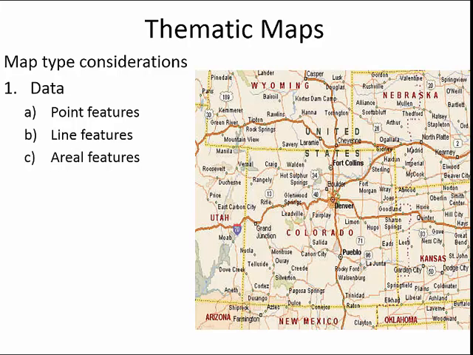So maps that display specific types of information are called thematic maps. And cartographers have to carefully choose the proper techniques for conveying different kinds of data, different kinds of information. And thematic maps can be used to convey information about many different geographic topics. So in this course, we're going to be using thematic maps extensively.